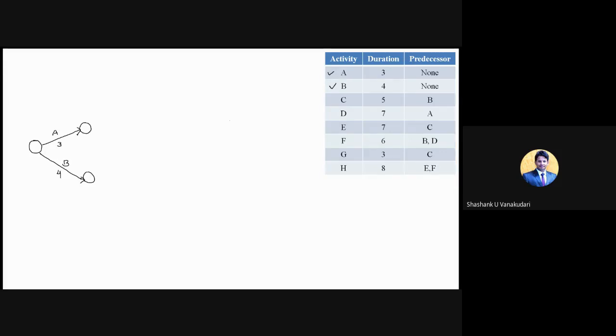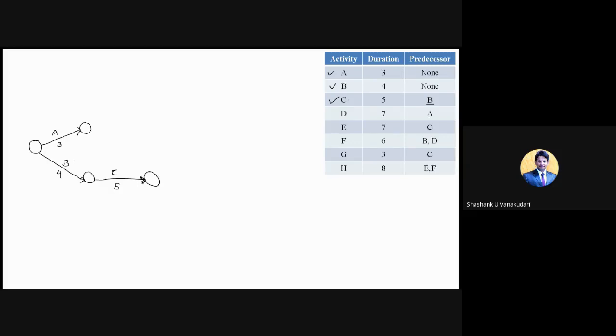Now moving on to the next, activity C. For activity C, just check, activity B is the predecessor. That is, for activity B, C is the successor, and for activity C, B is the predecessor. Both are the same. So now I will draw one more activity here, activity C, which carries 5 days of duration. And for activity C, B is the predecessor. You are following, right?